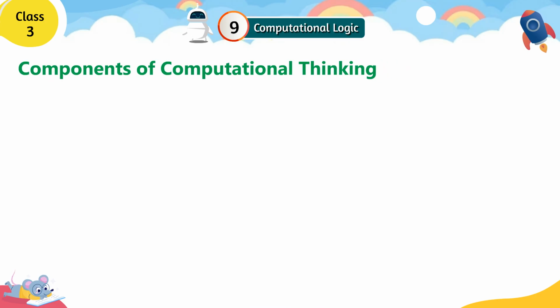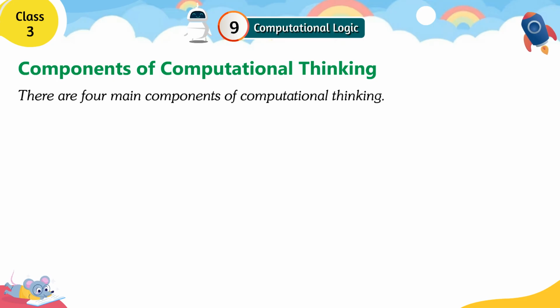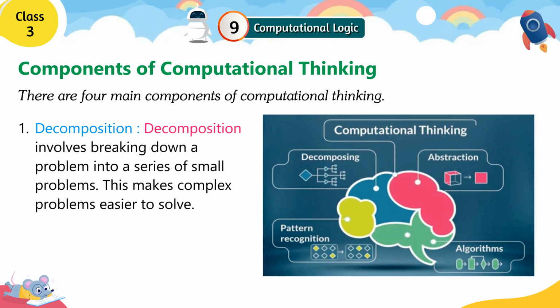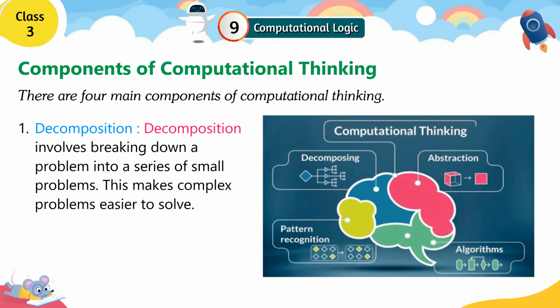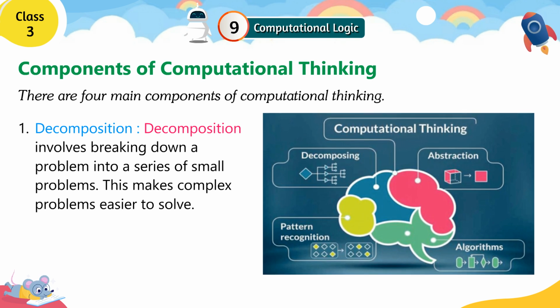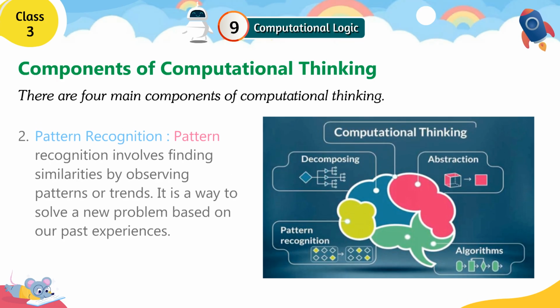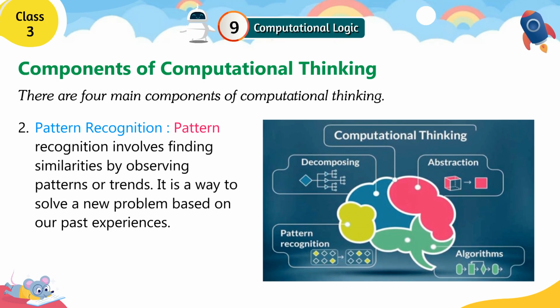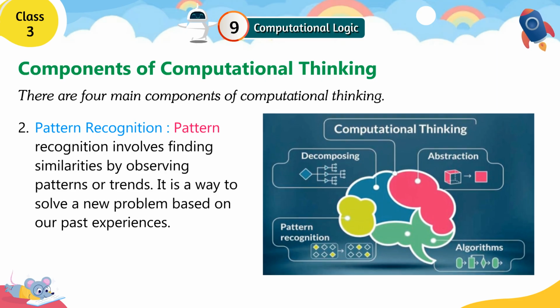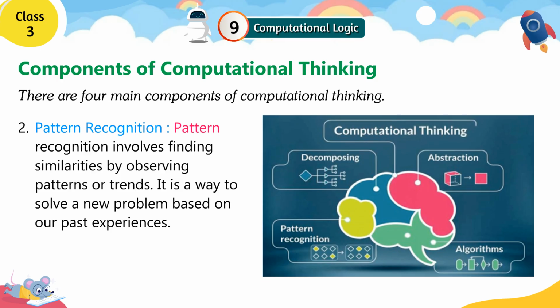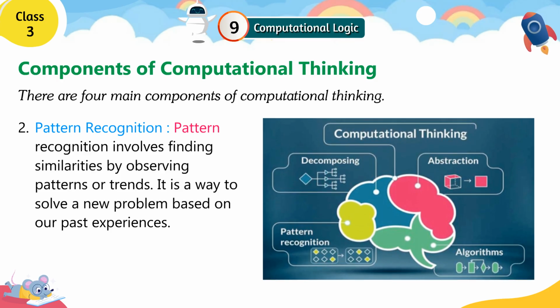Components of computational thinking. There are four main components of computational thinking. 1. Decomposition. Decomposition involves breaking down a problem into a series of small problems. This makes complex problems easier to solve. 2. Pattern recognition. Pattern recognition involves finding similarities by observing patterns or trends. It is a way to solve a new problem based on our past experiences.